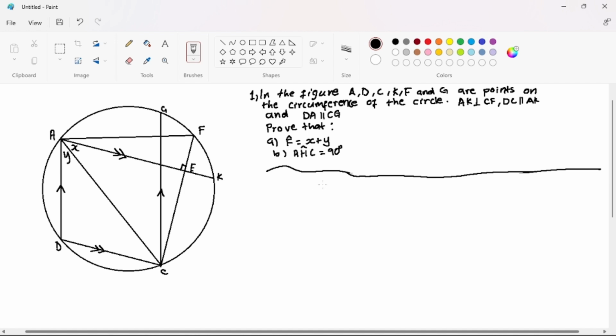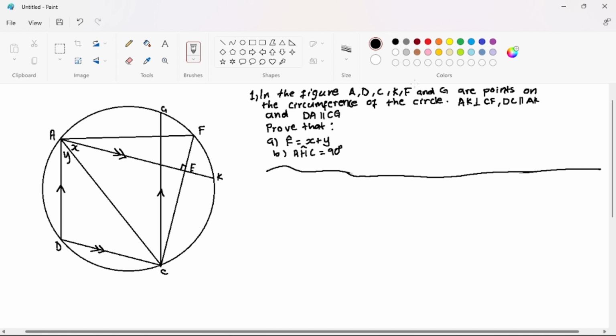They are saying in the figure, A, D, C, K, F, and G are points on the circumference of the circle, right? As we can all see them. And then they are saying AK is perpendicular to CF, DC is parallel to AK, and DA is also parallel to CG, right? That's what we are given on our diagram.